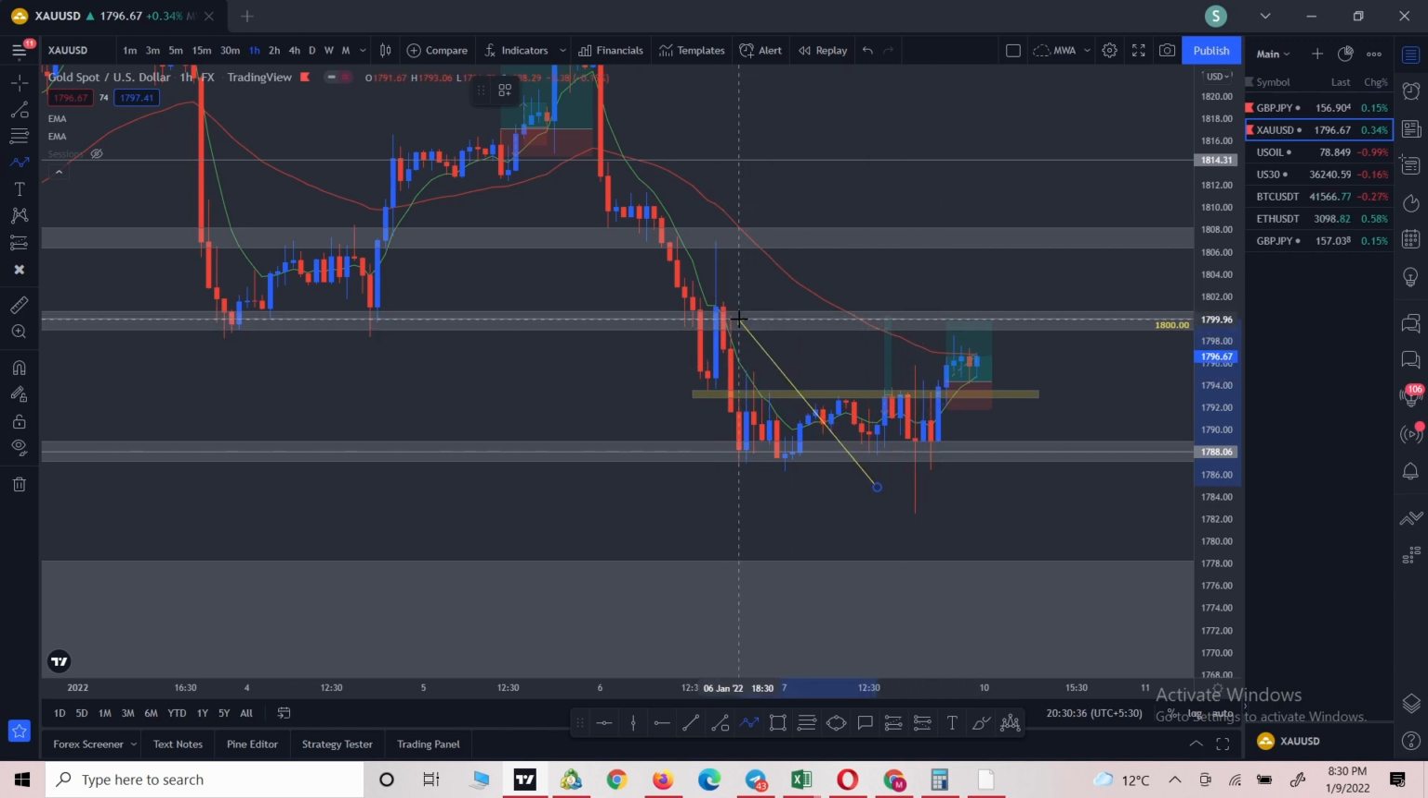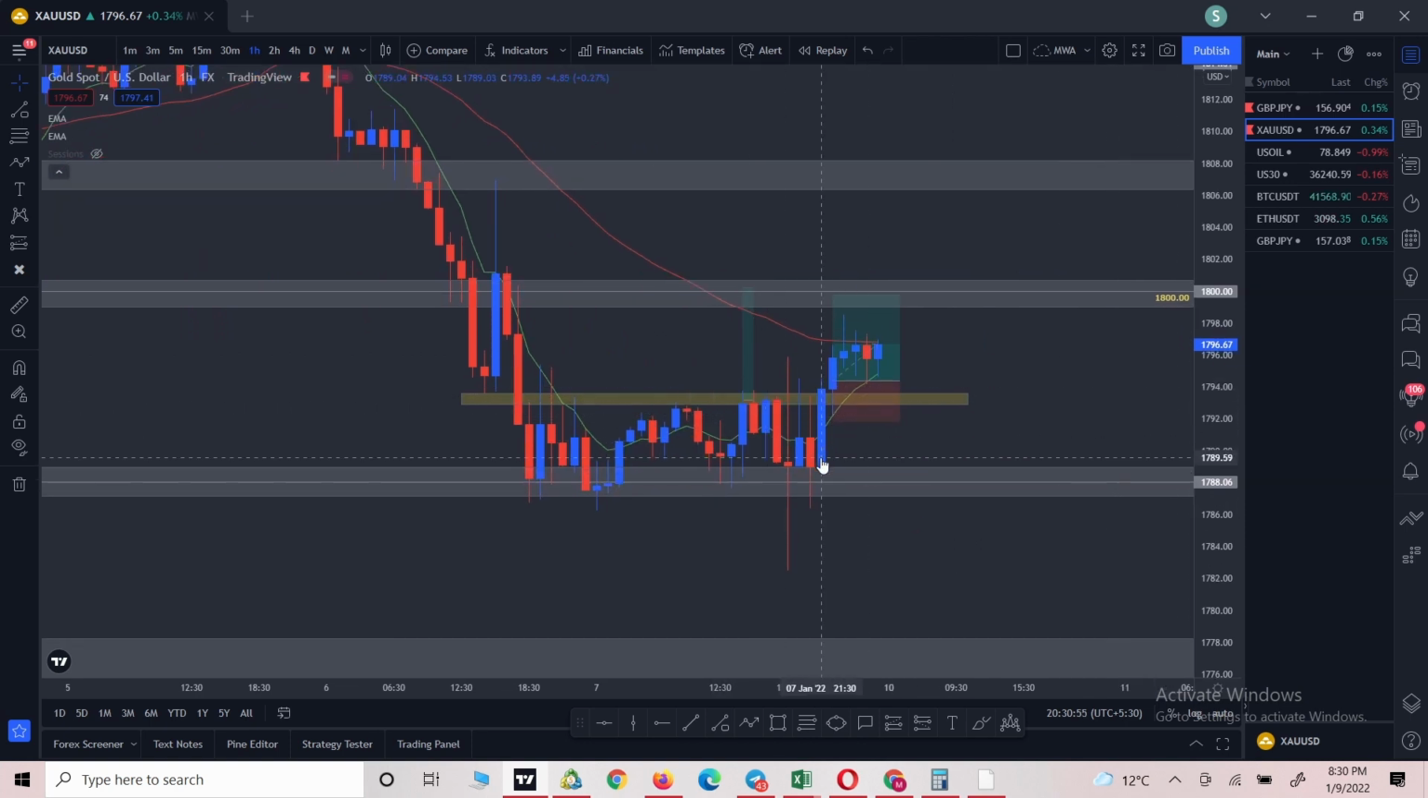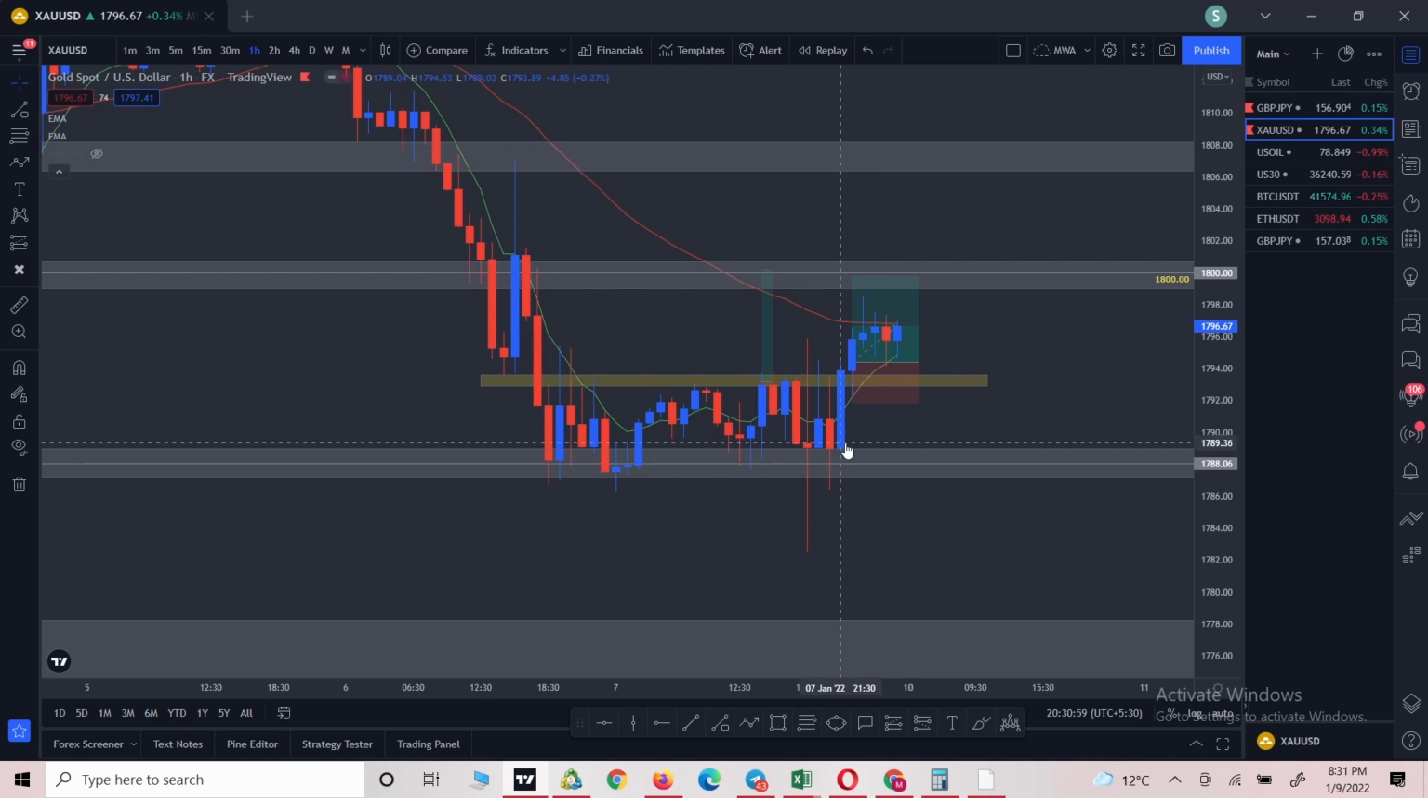My target is the same, this one zone. Because what can happen? This is a 4 hour and daily zone, and the price might reject this zone and continue its movement to the downside. As we know, the 4 hour and the daily are already bearish, so the price might reject this zone and continue the bearish trend. Anyways, let's see. As we can see, this candle closes at 10:30 p.m. as per my time.